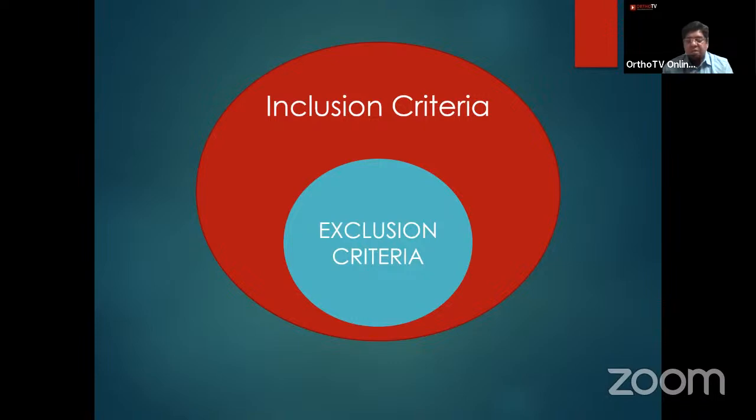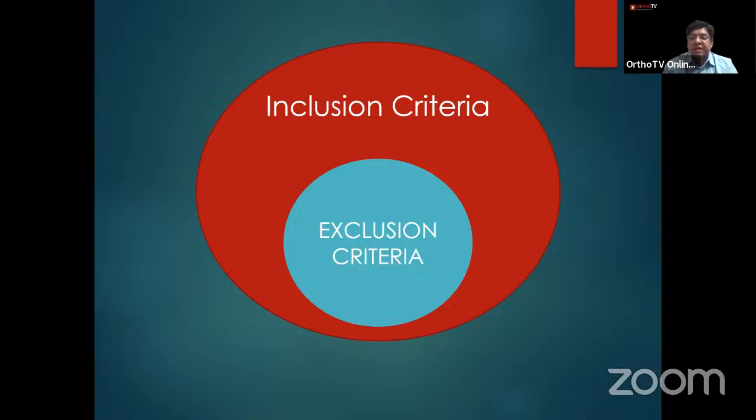A lot of students make this mistake: they say, okay, we are going to include more than 60 years old male, so exclusion is less than 60. No, that's not how it is. If you include more than 60 year olds in your inclusion, then from that population of more than 60, what are the people you are going to exclude? Say maybe you want to exclude people with uncontrolled diabetes. So that becomes your exclusion criteria. It is not that if your inclusion is more than 60 years of age, your exclusion is less than 60. That's a common mistake that a lot of students make.